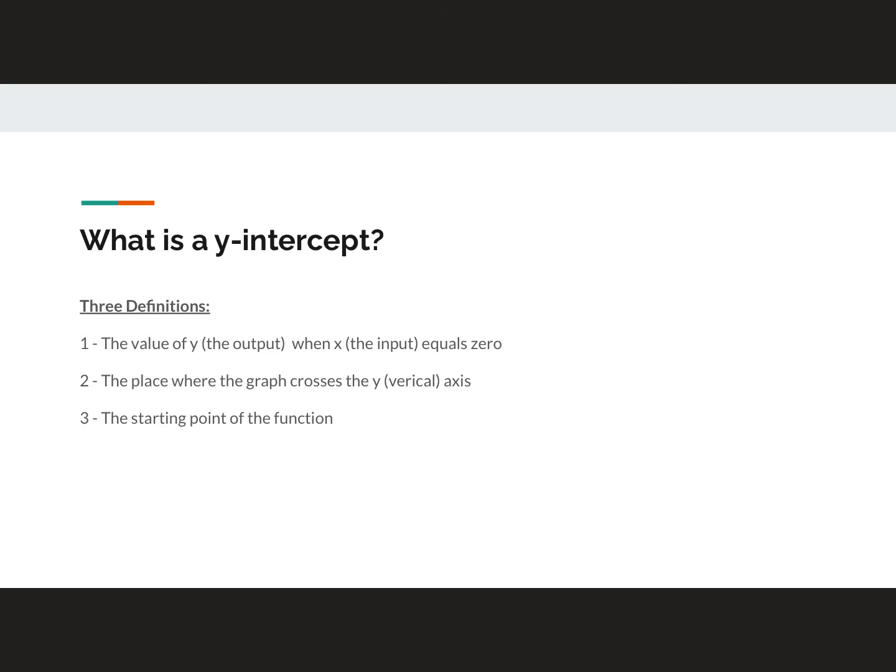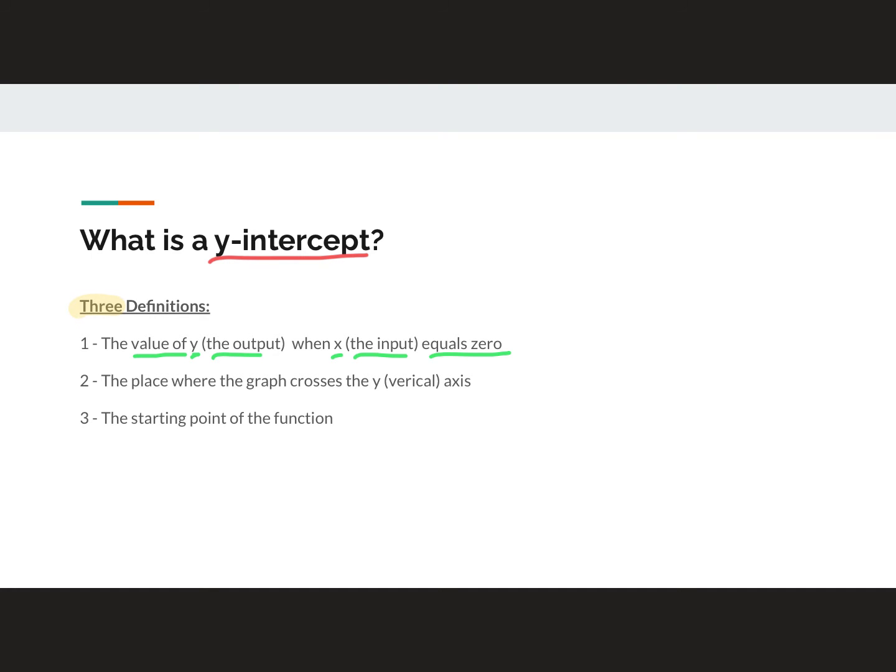Okay, so first of all, what is a y-intercept? Well, y-intercept actually has three different definitions, and it depends what you're looking at which one is the better definition for you. So the first one is, the y-intercept is the value of y, or the output, when x, or the input, equals 0. So it's just the value of y when x is 0.